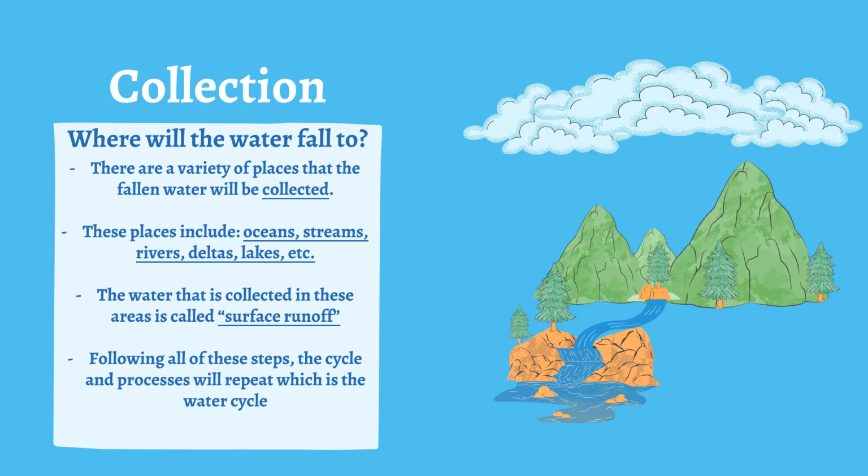Finally, step 4, collection. Where will the water fall to though? There are a variety of places that the fallen water will be collected. These places include oceans, streams, river, deltas, lakes. But the water that is collected in these areas is called surface runoff. Following all of these steps, the cycle and processes will repeat, which is the water cycle.